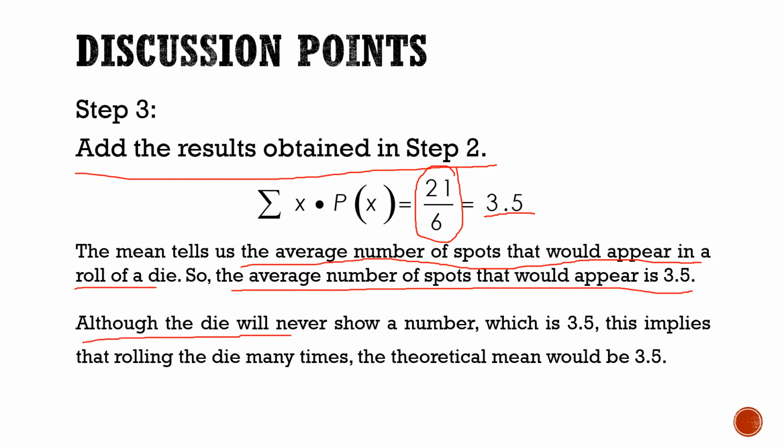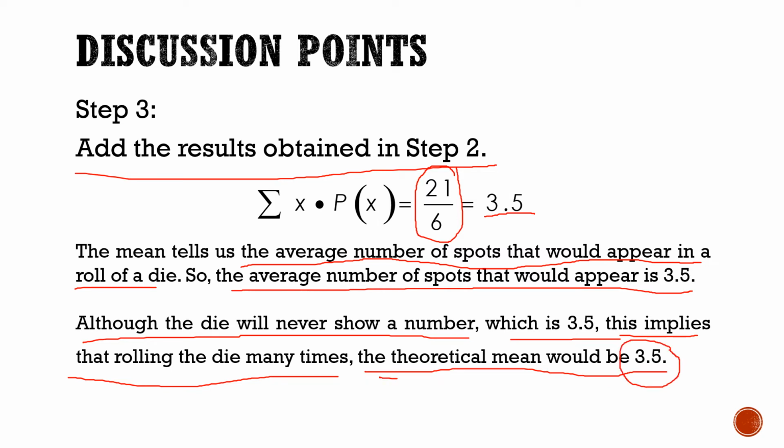Although the die will never show a number which is 3.5, because we can only see a whole number from your die: 1, 2, 3, 4, 5, and 6. There is no such thing as 3.5 spots in a die. So this implies that when rolling the die many times, the theoretical mean would be 3.5. We consider this 3.5 as the theoretical mean because in reality, there is no such thing as 3.5 spots in a die. That's why your 3.5 is considered theoretical.